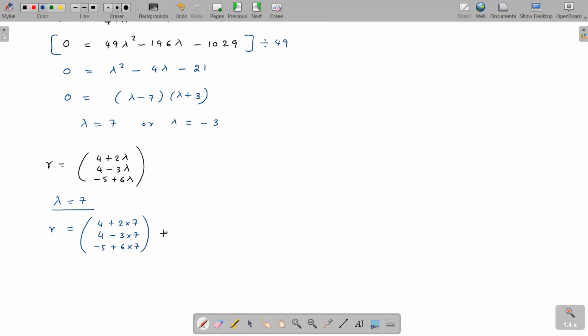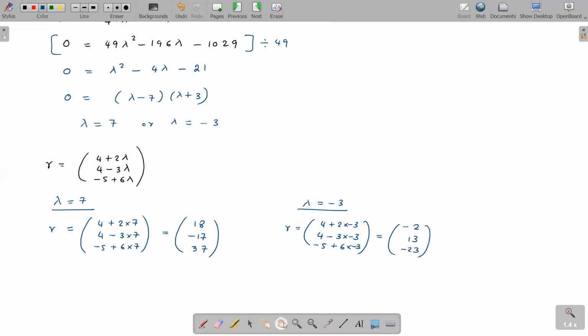How much is it? 2 times 7 is 14, 14 plus 4 is 18. The other one, minus 17. Next one, 37. And when lambda is equal to minus 3, can you all tell me the R value? 4 plus 2 into minus 3, 4 minus 3 into minus 3, minus 5 plus 6 into minus 3. How much is it? Minus 2, 13, minus 23.